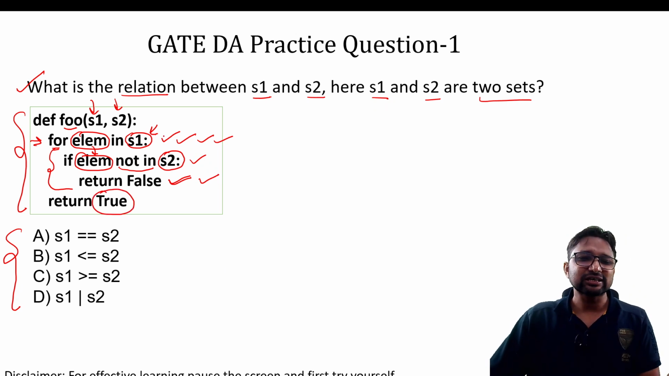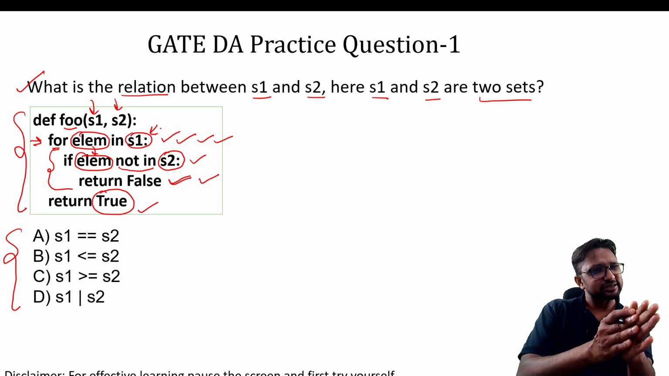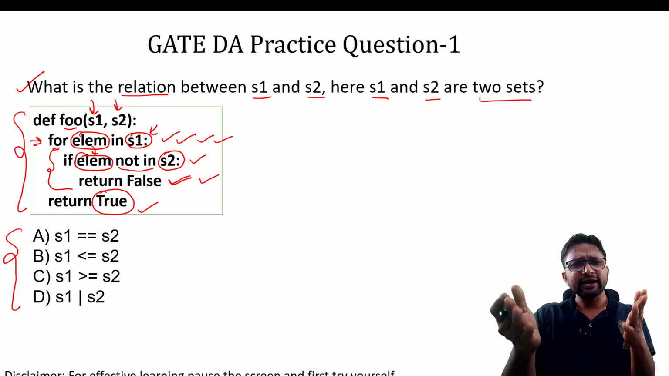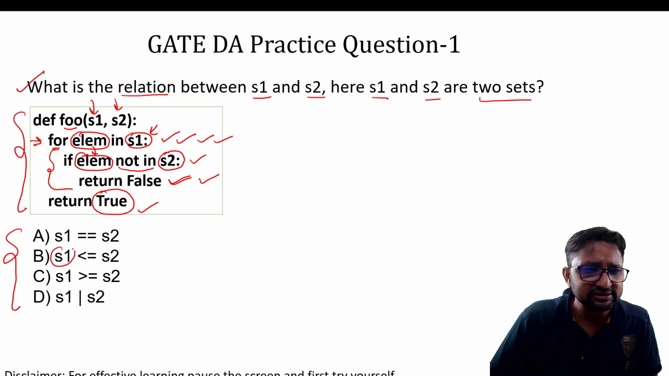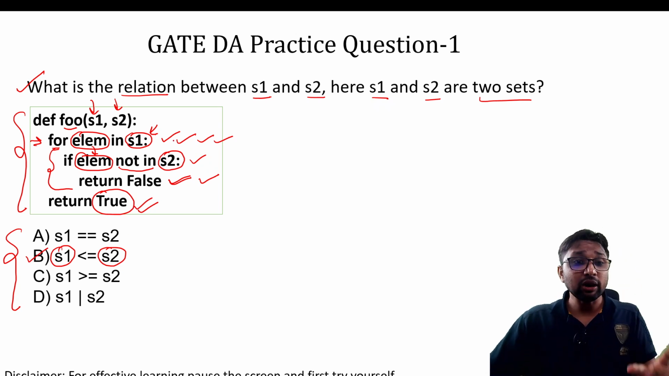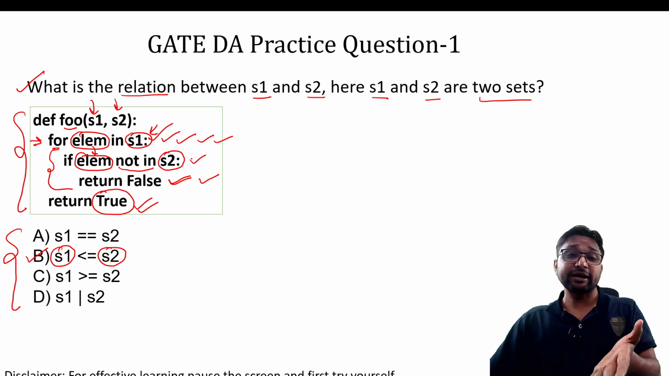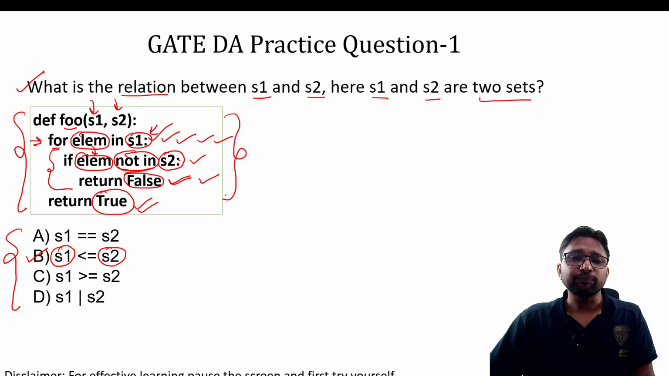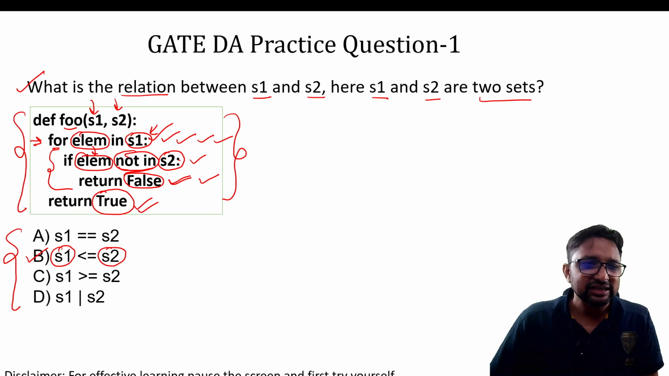That means we will return true if all the elements of S1 are present in S2. If all elements of S1 are present in S2, that means S1 is the subset of S2. B should be the right answer. We are returning true if all elements of S1 are present in S2. If even a single element is not in S2, we will return false. So definitely with the help of this code, we are trying to find out if set 1 is the subset of set 2 or not.